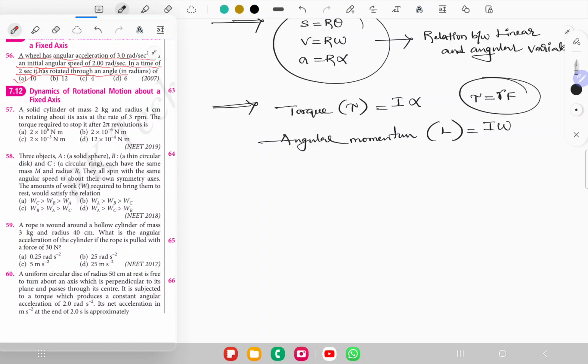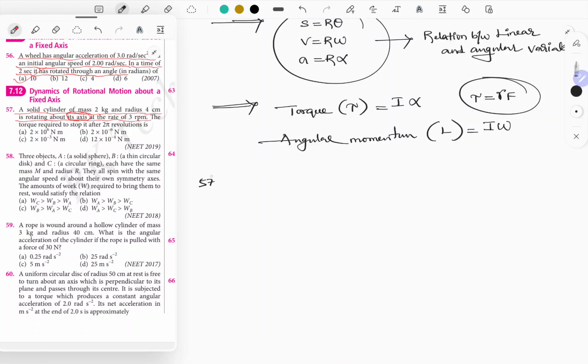Let me solve question number 57. A solid cylinder of mass 2 kg and radius 4 cm is rotating about its axis. What's the meaning of its axis? Axis is passing through the center of mass and perpendicular to the plane, right? So what's the formula for moment of inertia of a solid cylinder about its axis? It is equal to mr square by 2. It is similar to a disk, right?